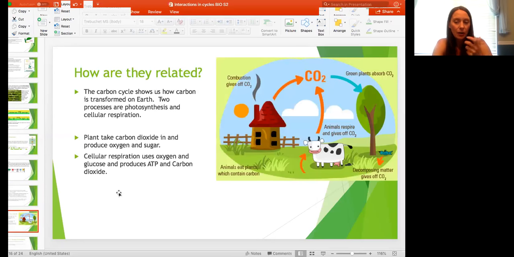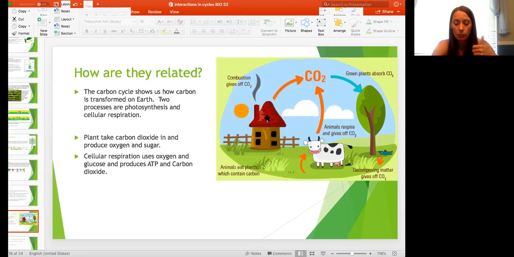Okay, so how are all of these three related? Again, the carbon cycle shows us how carbon is transformed on Earth. So it makes a cycle. Carbon can be used and then carbon can be given off. Two of the processes in that carbon cycle are photosynthesis and respiration, like we just talked about. Think of this whole entire picture as the carbon cycle, and within the carbon cycle we have different processes. We have combustion giving off CO2. We have organisms respiring. We have green plants going through photosynthesis.